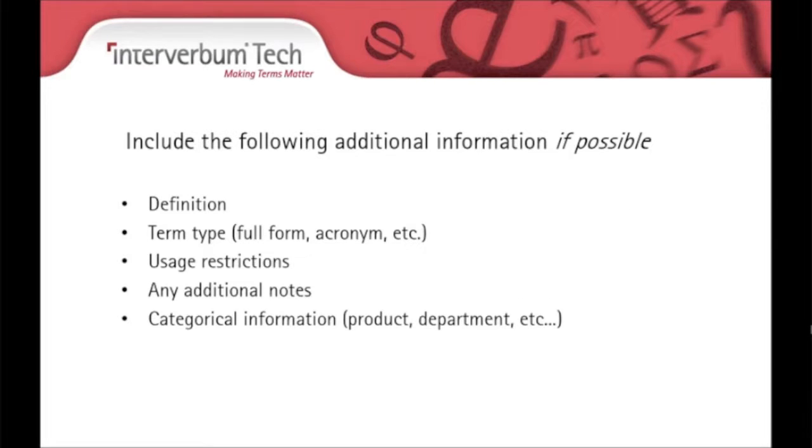Okay, so if you have time, in addition to the context and the part of speech, you can add these additional pieces of information. A definition is always helpful, of course. The term type, and I'll have examples of this, especially if you have acronyms or abbreviations, they're useful. Any usage restrictions on how the term is used. Sometimes, for example, the term is only used in a particular department or for a particular product or product line. That's useful to include. Any additional notes that might be useful for translators, and categorical information.